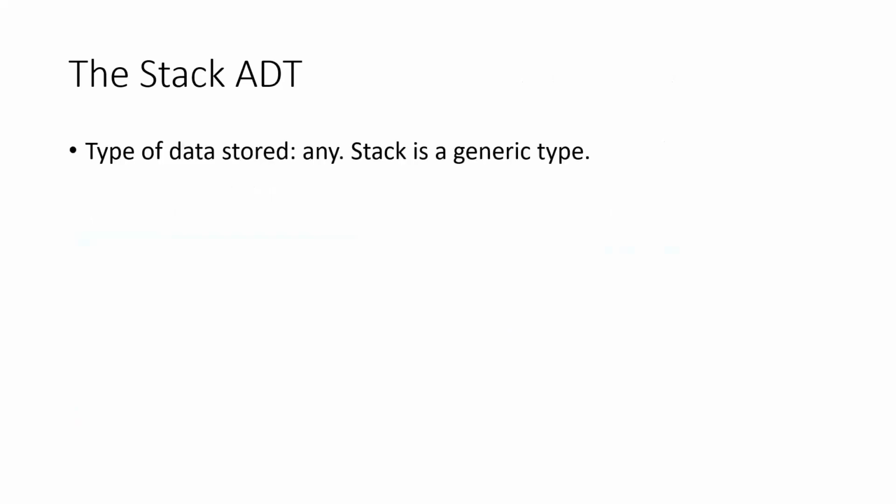So let's give a specification of the stack ADT. First, we specify what type of data the stack stores. Well, the type of data that the stack stores is any type of data. Stack is a generic type. So we're going to use generics to implement the stack interface, and then for any implementations of that interface, we will also make them generic so that stacks can work with any data type.